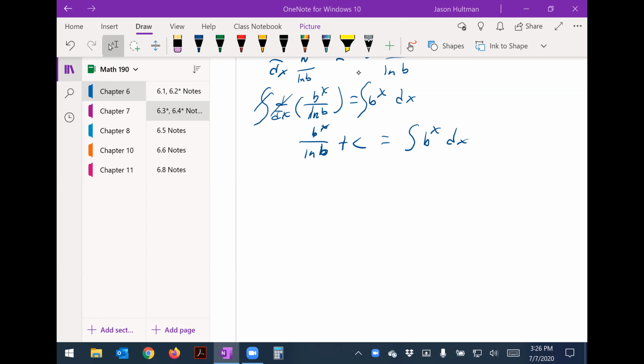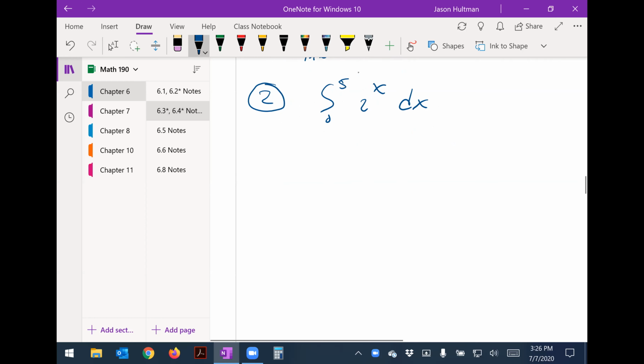So let's move on to the calculus. Let's integrate from 0 to 5 of 2 to the x dx. What's this going to become? The integral of 2 to the x dx is 2 to the x over natural log of 2, evaluated from 0 to 5.